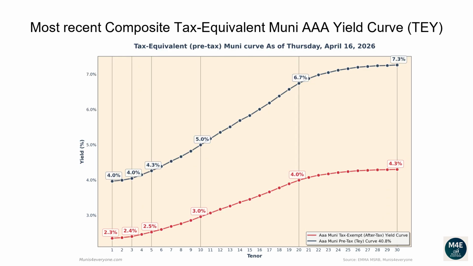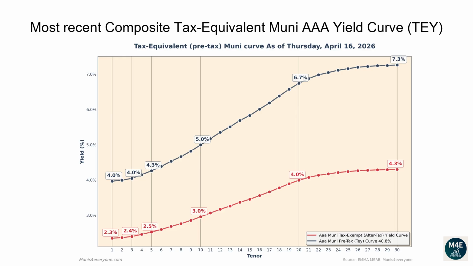Let's now go over the most recent composite tax-equivalent Muni AAA yield curve. The following graph shows, in red, the tax-exempt after-tax Muni yield curve, versus in blue its tax-equivalent pre-tax version, assuming a 40.8% top tax bracket as of April 16, 2026. Why would you care to see the tax-equivalent version of the Muni yield curve? More on this later. Let's first go over the pre-tax, aka tax-equivalent yield curve.